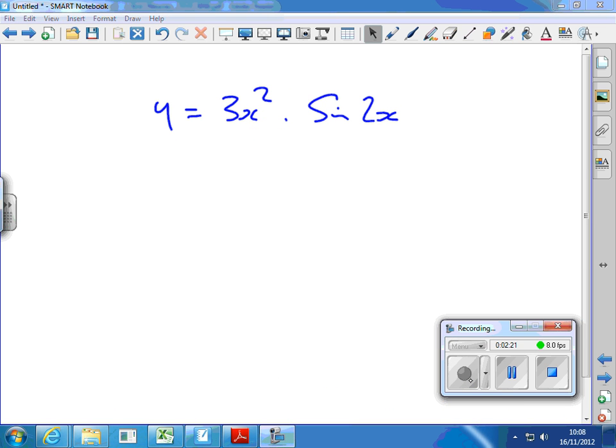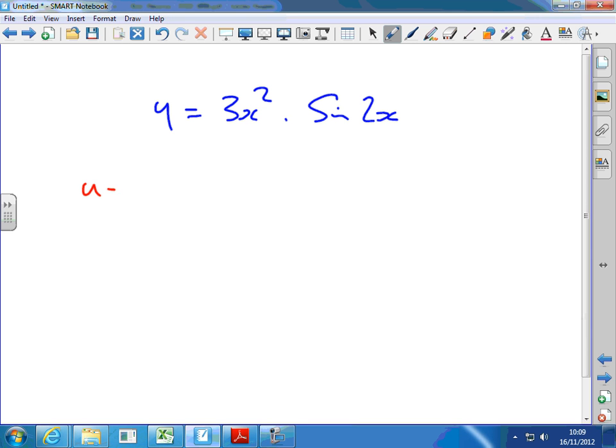To do it, there's a couple of ways to set it out. The second way is by far the quickest way, but I wouldn't recommend you use that method until you're happy with it. Okay, the most correct way to do it, or the way that's going to lead to least errors, is to set it out properly like this. So I'm going to say u equals the first part, and then I differentiate that.